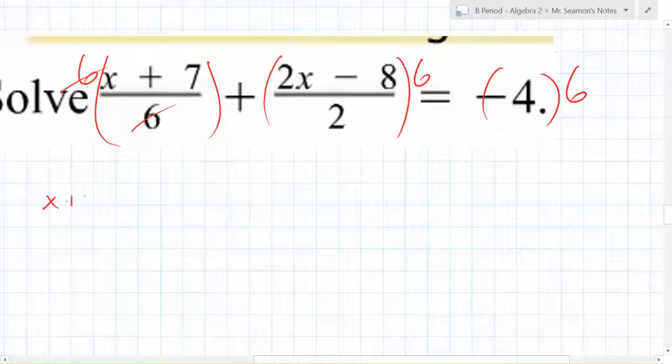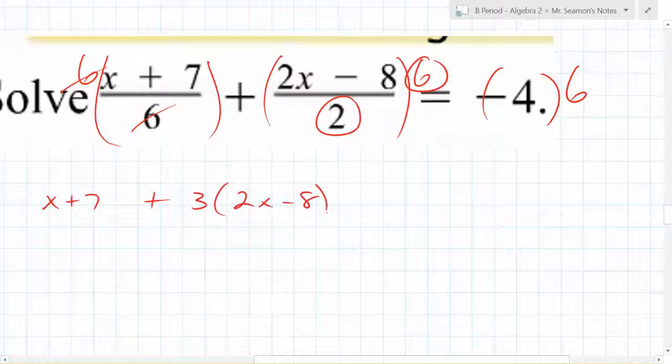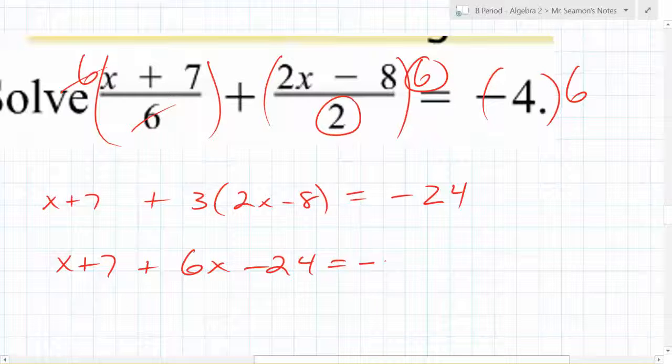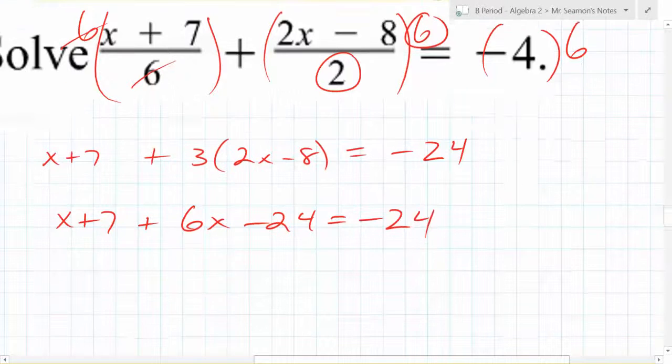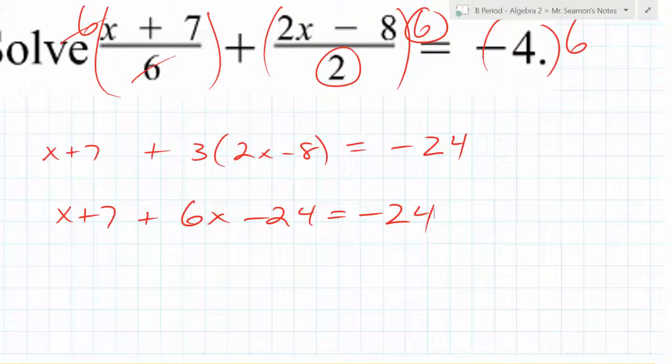So you end up with x plus 7, but what happens here? The 2 and the 6 becomes what? So this is 3 times 2x minus 8 equals negative 24. So you have x plus 7 plus 6x minus 24 is equal to... What can I just cancel from both sides?